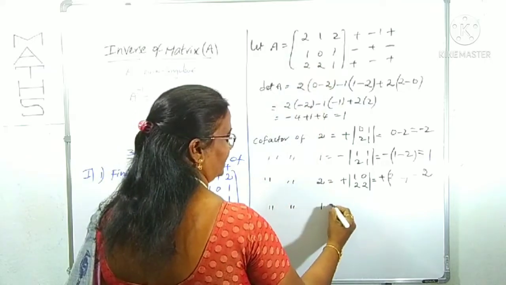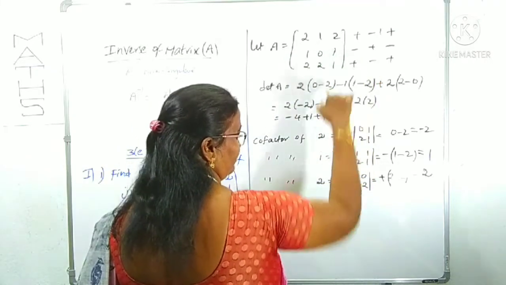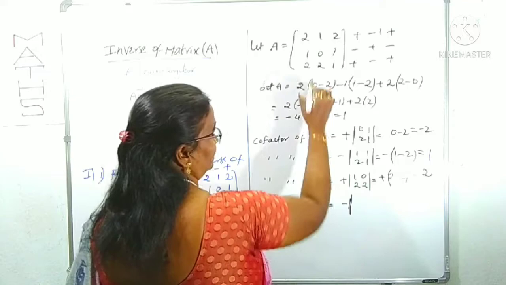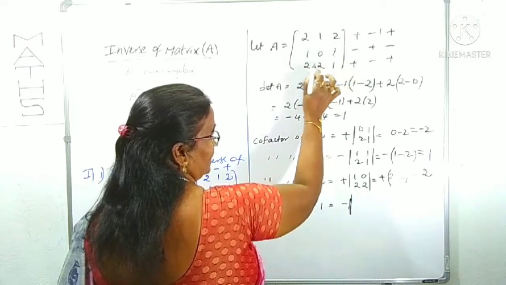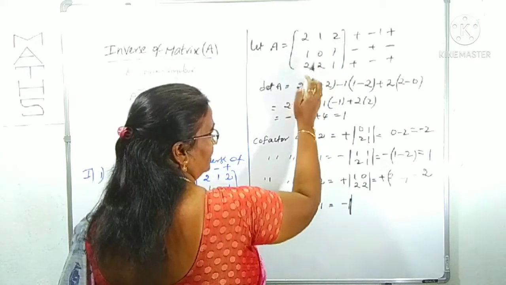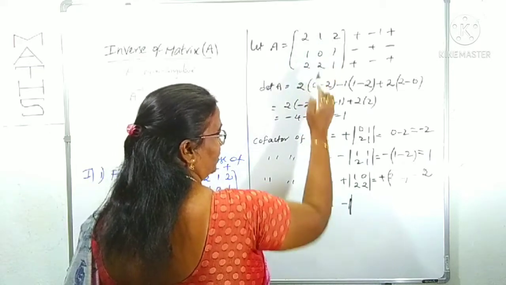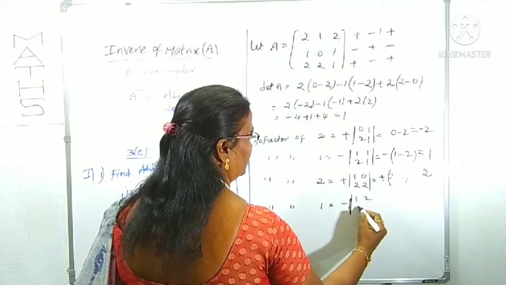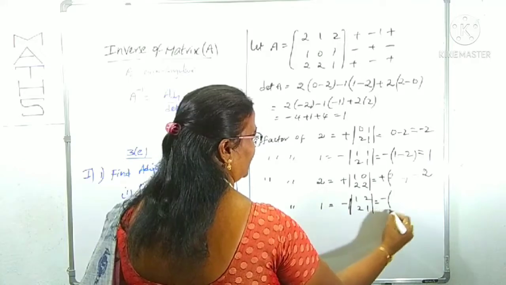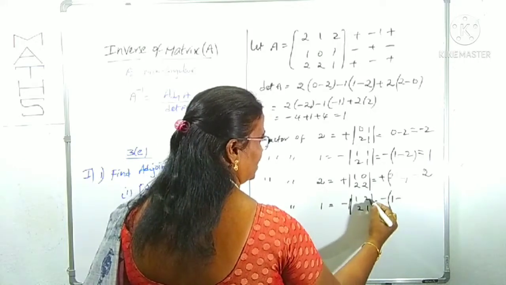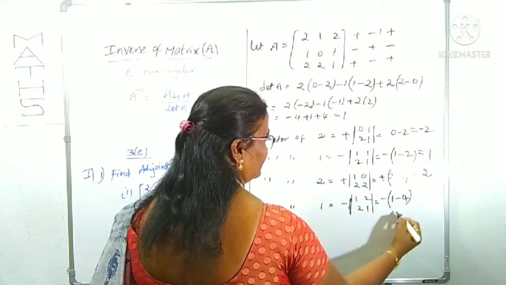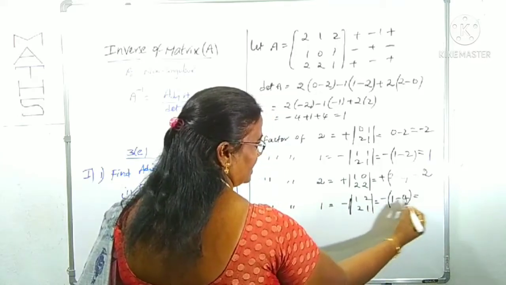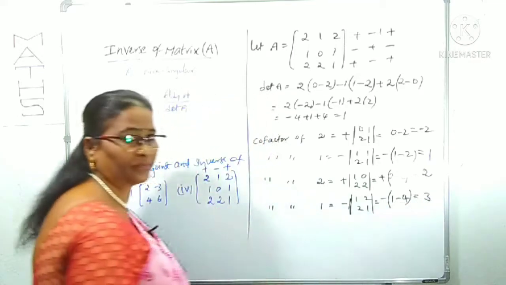Here you can use the minus sign: minus of det of. This element is in the second row and first column. Closing these, what is left over? 1, 2, 2, 1. Its determinant is minus of (1 into 1, 1 minus 2 into 2, 4), 1 minus 4 is minus 3. Minus of minus 3 is plus 3, right?